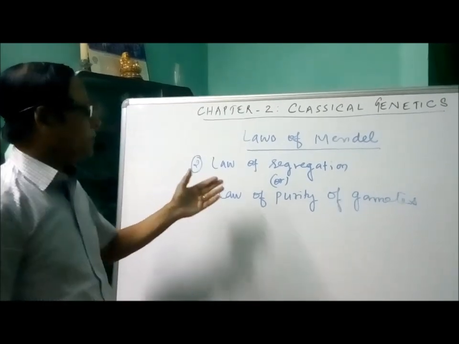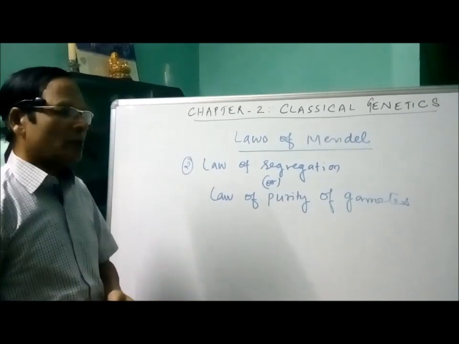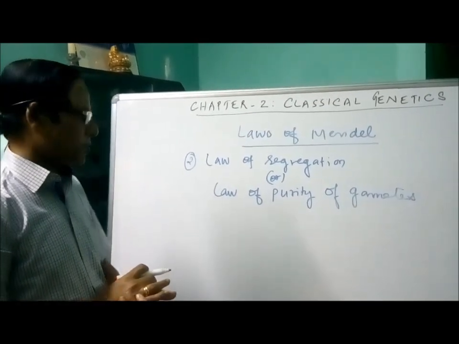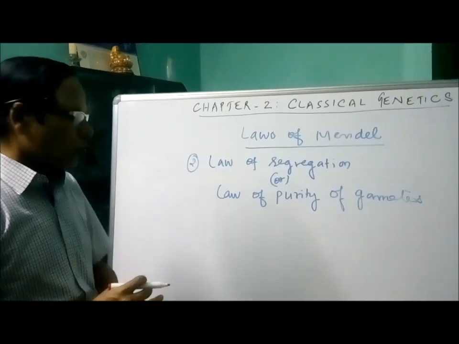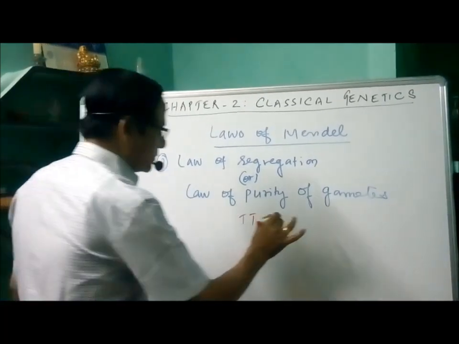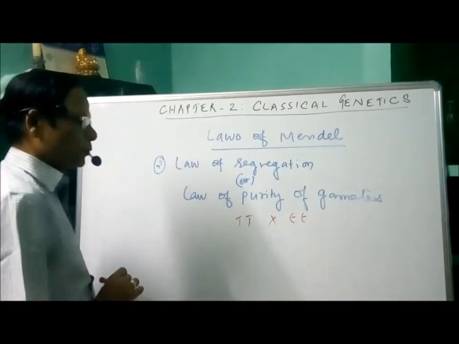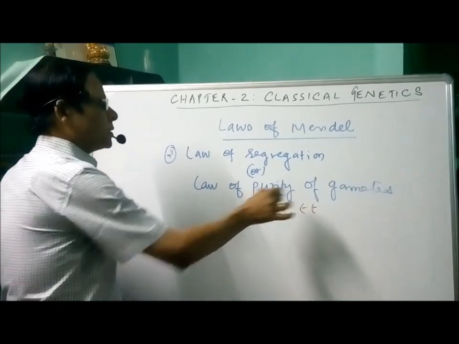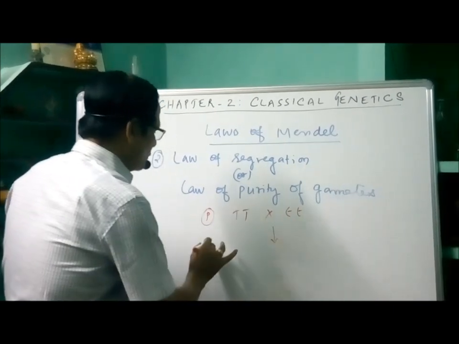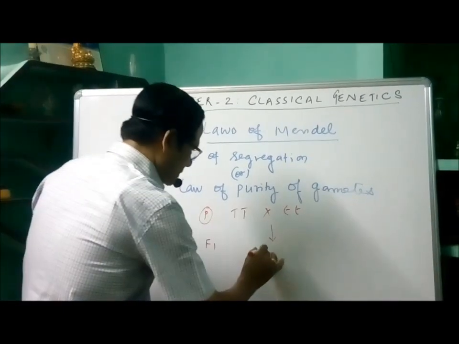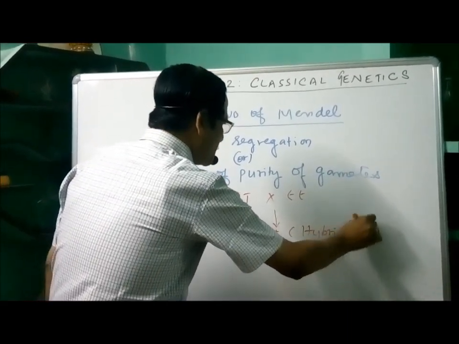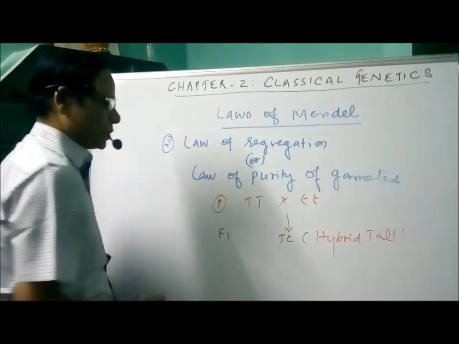Now the second law of Mendel is called the law of segregation, or the law of purity of gametes. It is also based on the observations of the monohybrid cross. What is the law of segregation? Once again, we are crossing two pure breeders, a tall pure breed and a dwarf pure breed. These are the parents. When they are crossed, we get the F1 generation, hybrid tall. All the plants are tall but hybrid. So this is hybrid tall, and this is pure tall.